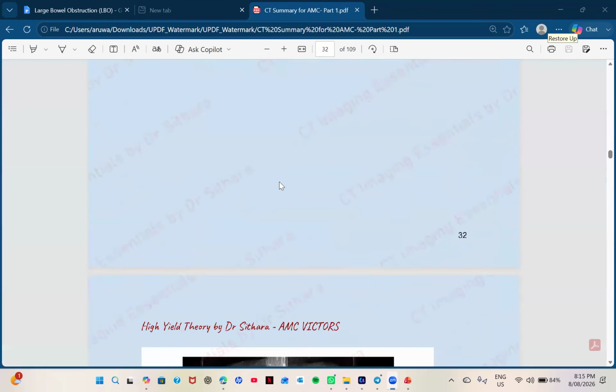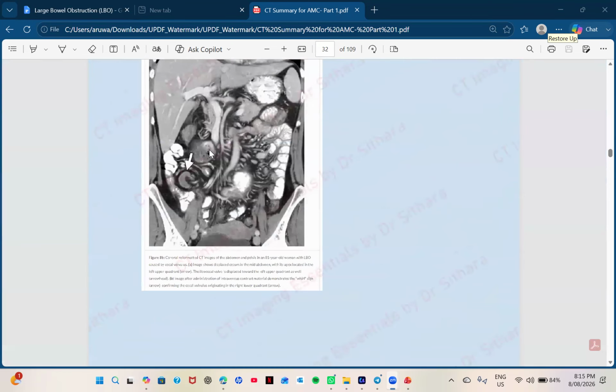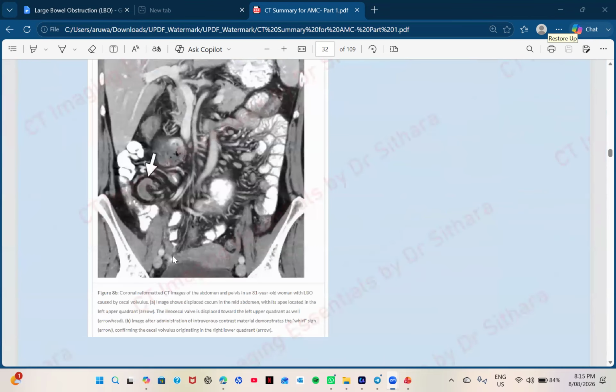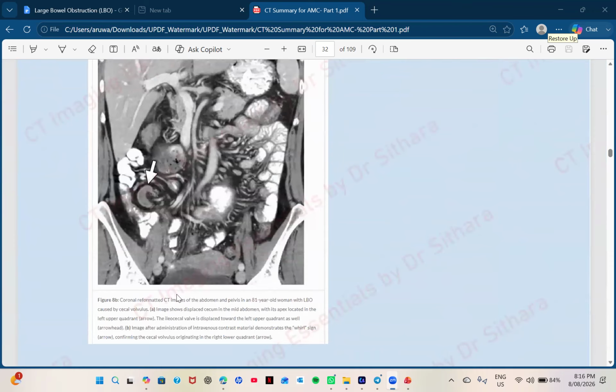Okay, so let's see the other image here. So this is a coronal CT, abdomen pelvis, of an 81-year-old woman with LBO caused by the cecal volvulus. The image shows the displaced cecum in the mid-abdomen with its apex located in the left upper quadrant, and the ileocecal valve is displaced toward the left upper quadrant as well, the arrowhead.